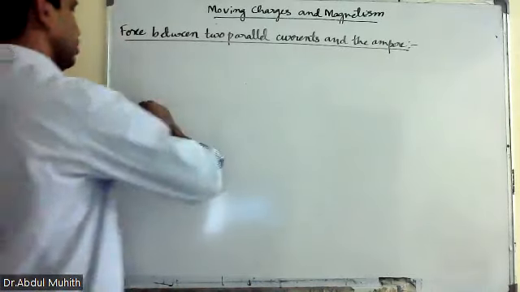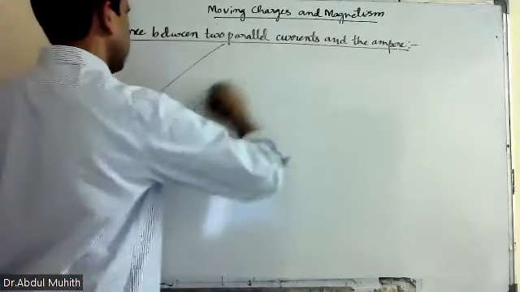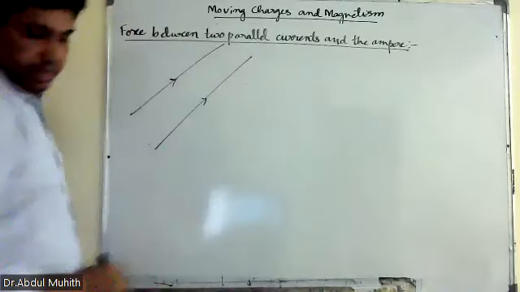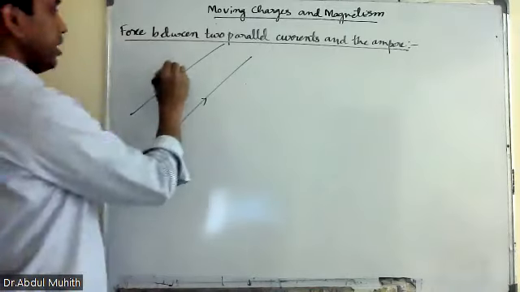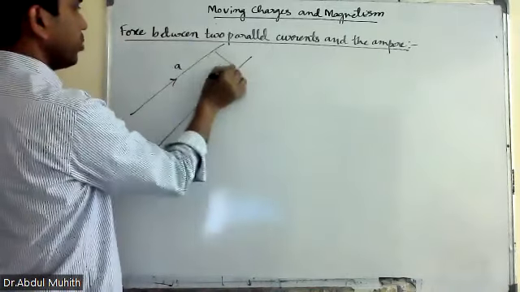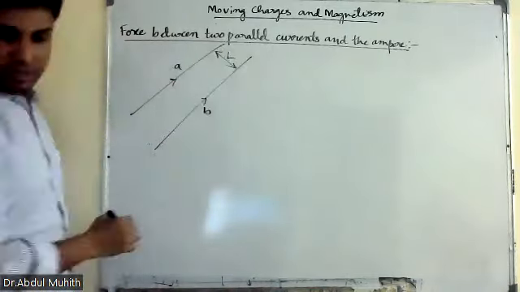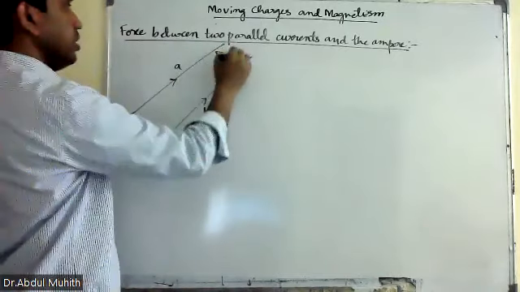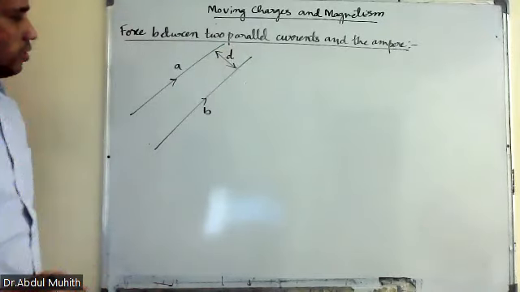There are two wires like this. The two wires are carrying current, and let them be A and B. The distance between the two wires is D.